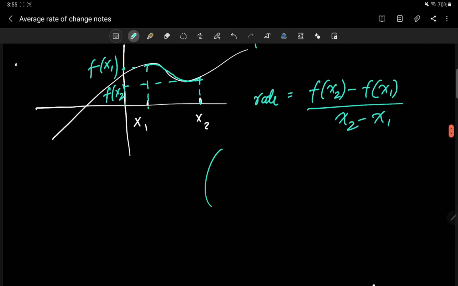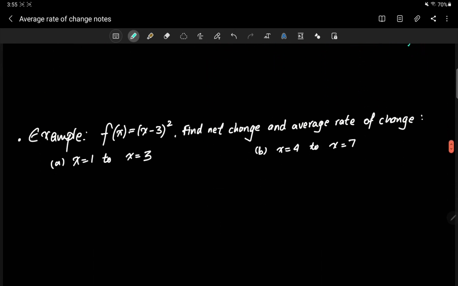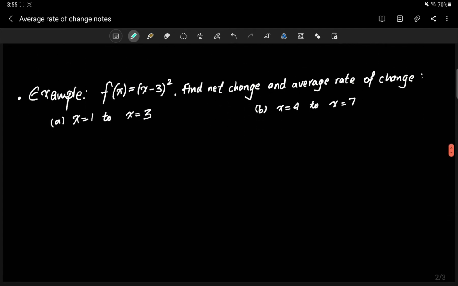And then you will see that in the case of linear models, this rate corresponds exactly to the slope of the line. Let's look at an example for clarity.